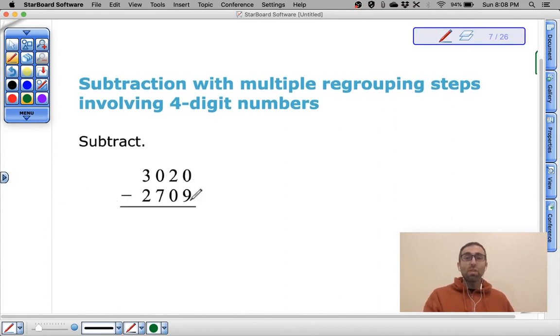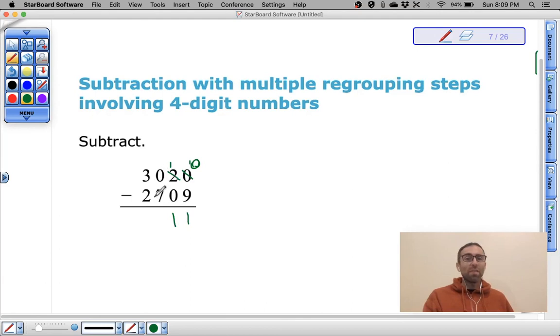I'm going to start off with 0 minus 9, and I can't do that, so I have to borrow from the 2 and change this to a 1. And this 0 here then becomes a 10. My pen is acting up. 10 minus 9 I can do and get an answer of 1. 1 minus 0 I can also do and I get an answer of 1.